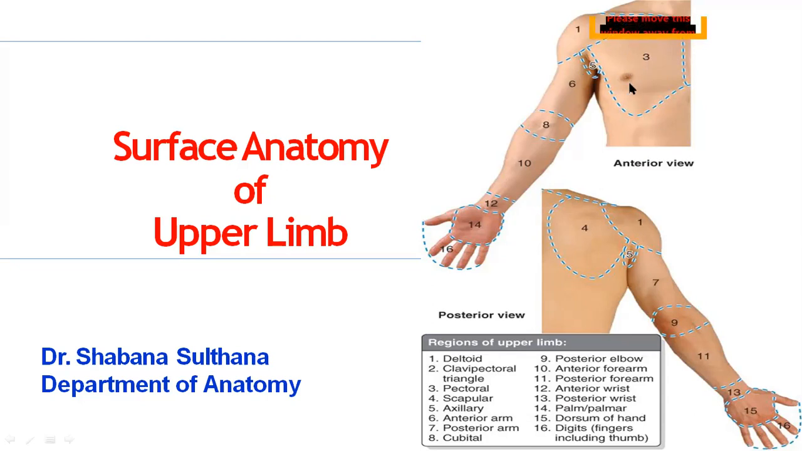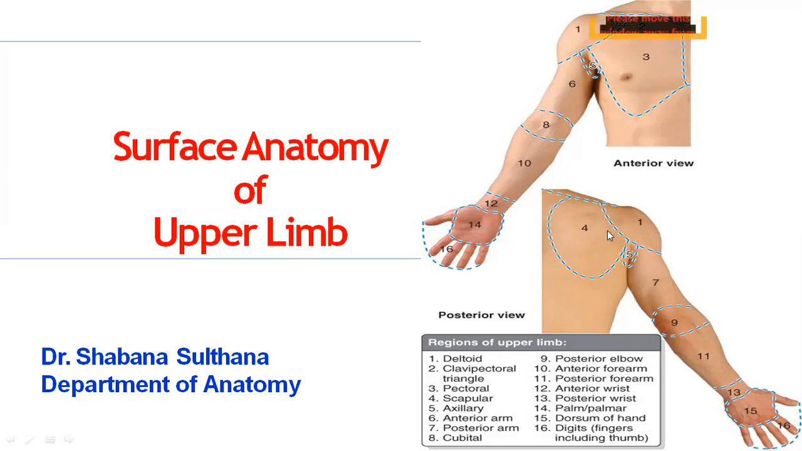Then number 4, you can see from behind. This is the posterior view, so here you have the scapular region. Number 5 is the axillary region, and this is the anterior view. Hence, this is the anterior aspect of the arm and anterior aspect of the forearm, then anterior aspect of the palm, and these are the digits including the thumb.